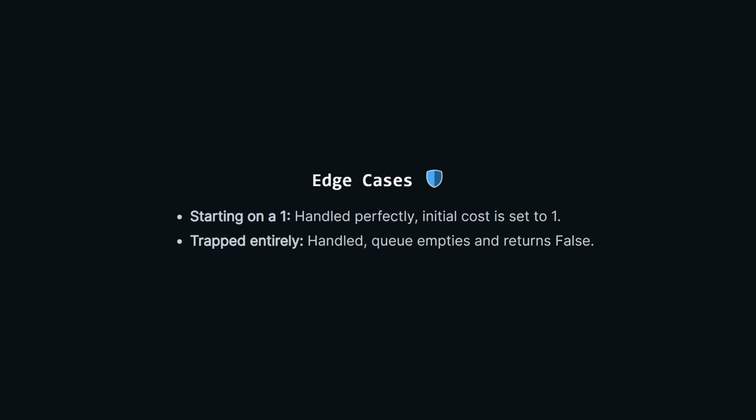Let's talk about edge cases. What if the very first cell is a 1? The code handles this by setting the initial distance to the value of the first cell right away. If we are completely trapped and run out of health everywhere, the loop just finishes naturally and returns false.